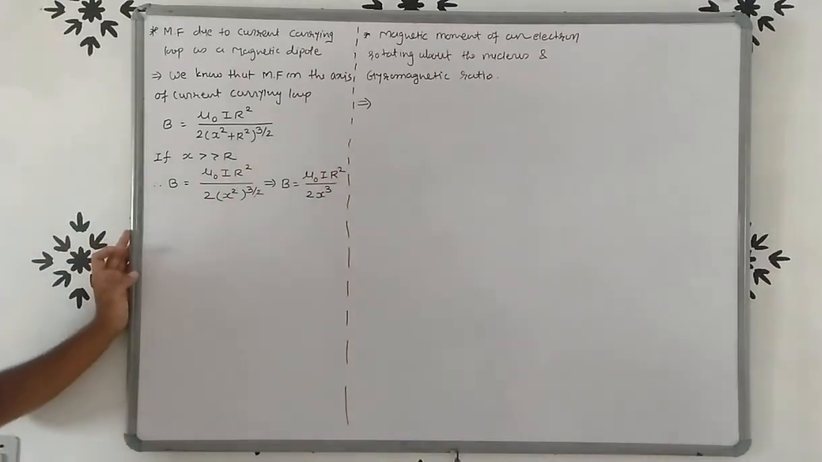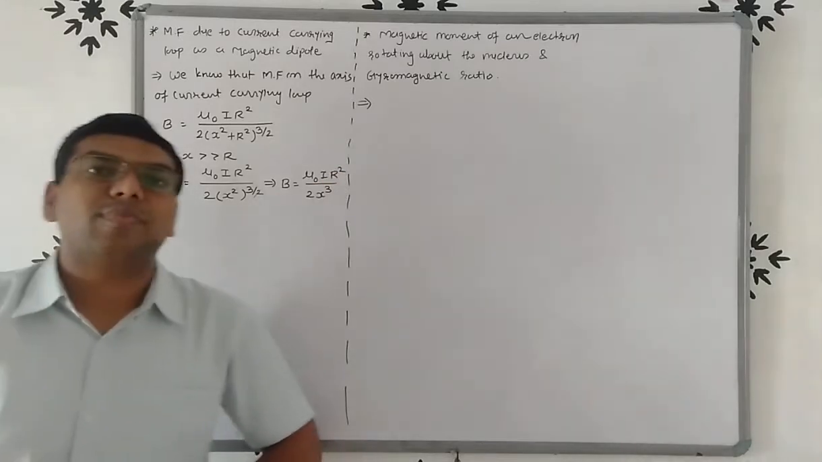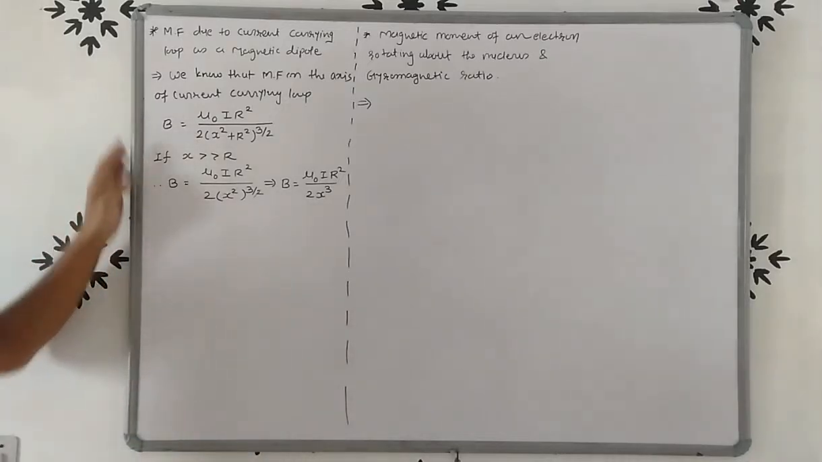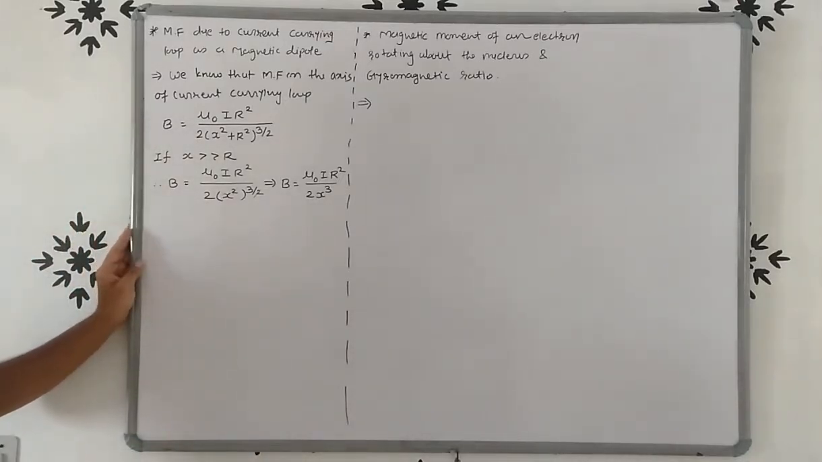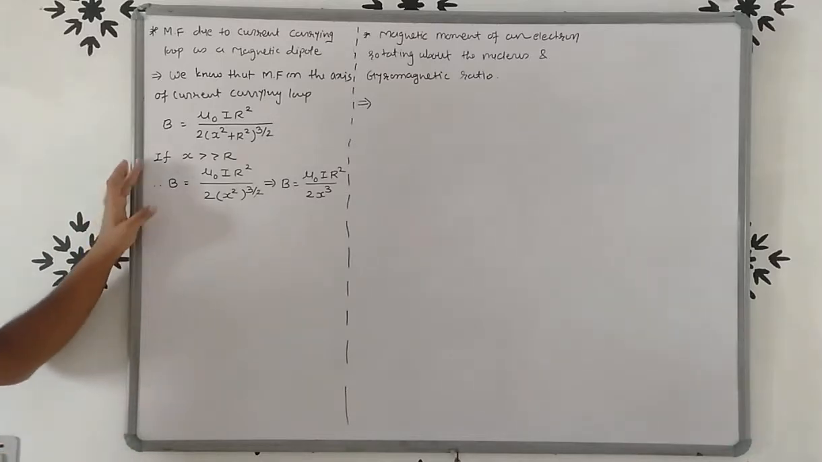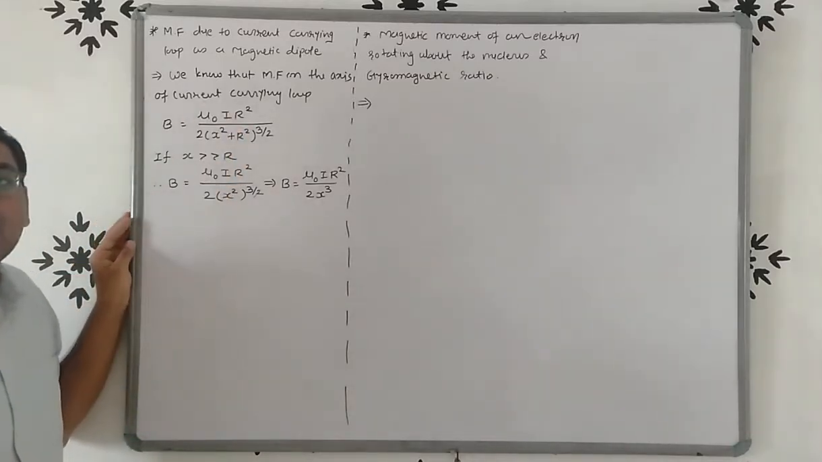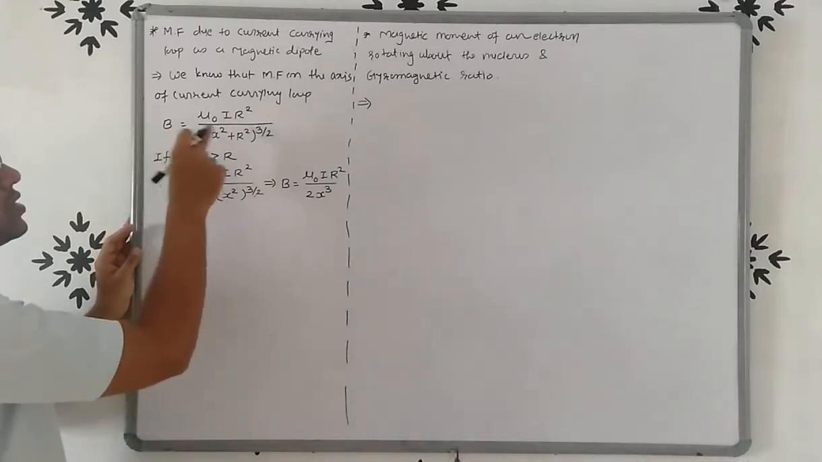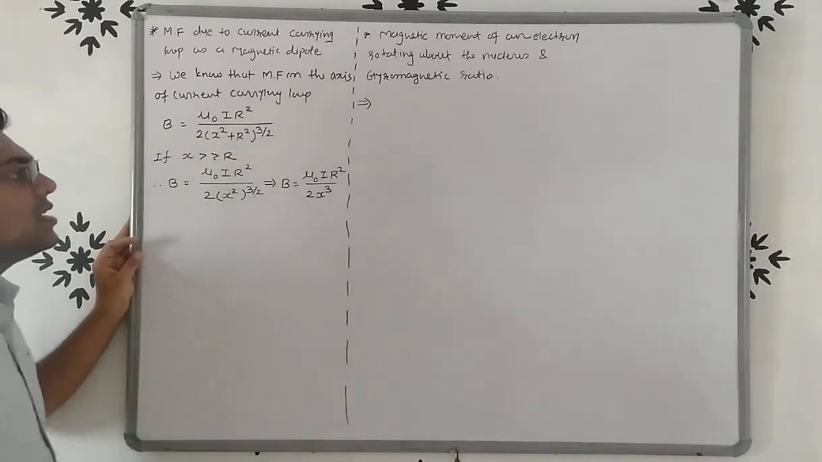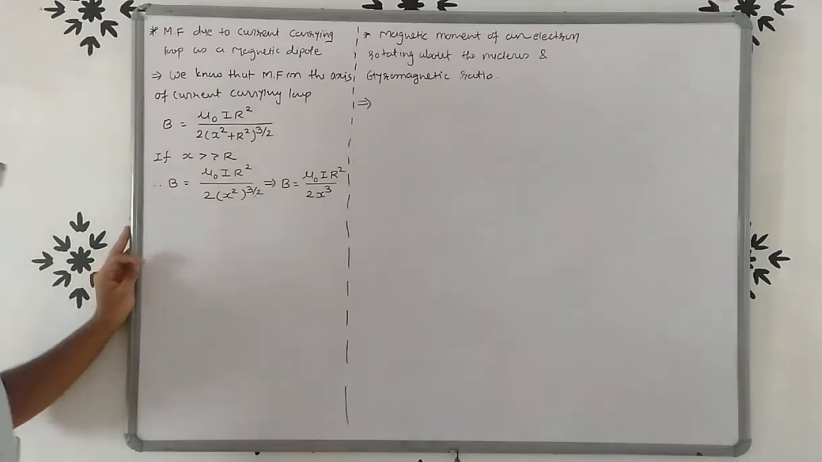Again friends, we already know the formula of magnetic field on the axis of a current carrying loop: B is equal to mu 0 I r square upon 2 (x square plus r square) raised to 3 by 2. But if x is much greater than r, then we have to neglect this r square. So mu 0 I r square upon 2 x square raised to 3 by 2. Here the 2 cancels, so B is equal to mu 0 I r square upon 2x cube.